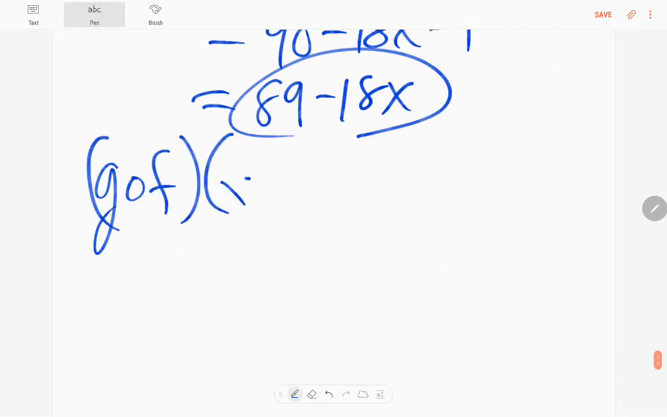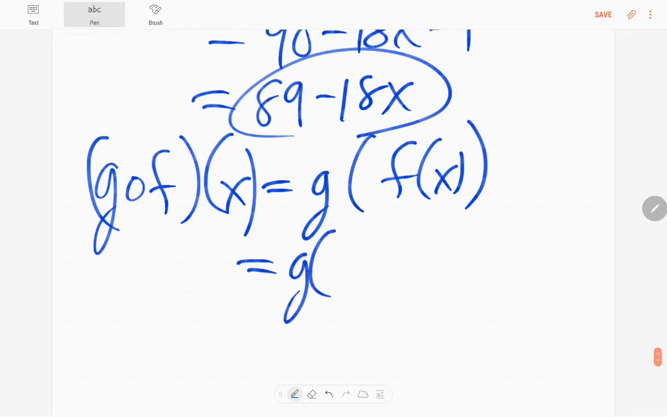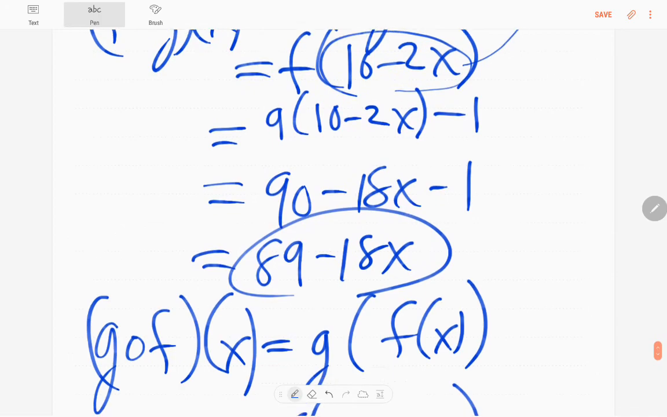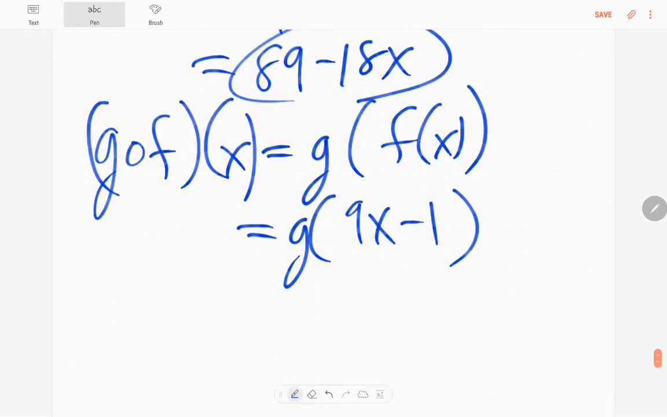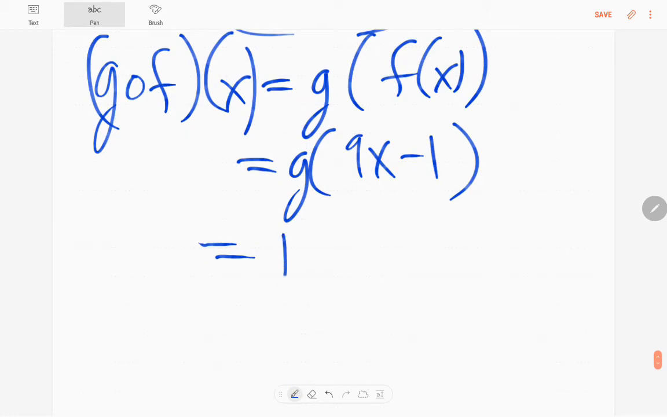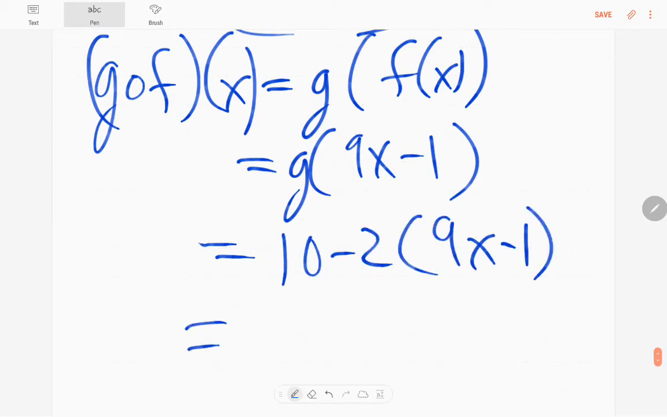Now let's do g of f of x. So again, always do the one on the right first. In this case, it's 9x minus 1, which is the f. Now pick that thing up and put it in where the g is, in the g function, I mean. So 10 minus 2x is g, but instead of putting an x, I'm going to put that 9x minus 1.